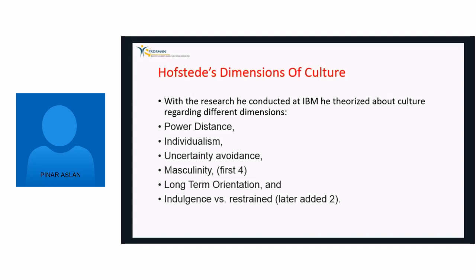Okay. And then his independent research in Hong Kong led Hofstede to add a fifth dimension, that is long-term orientation. And later, in 2010, he added a sixth dimension, that is indulgence versus restraint. So first he had four, and then he added the fifth one to cover aspects of values not discussed in the original paradigm of his. And then he added the sixth one. And now we're going to take a look at them one by one.